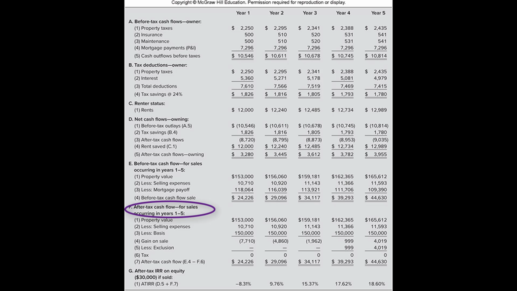And so there wouldn't be any tax. But even in the later years, because of the tax law, that gain would be excluded and not taxable. So there would be no tax in any of these first 5 years. So now we get our after-tax cash flow, which is the same because there's no tax from the sale. So it's the same as our before tax cash flow, and now we can calculate the IRR. And so you see the rate of return on the investment in owning this home, given the assumptions that we gave from the beginning.